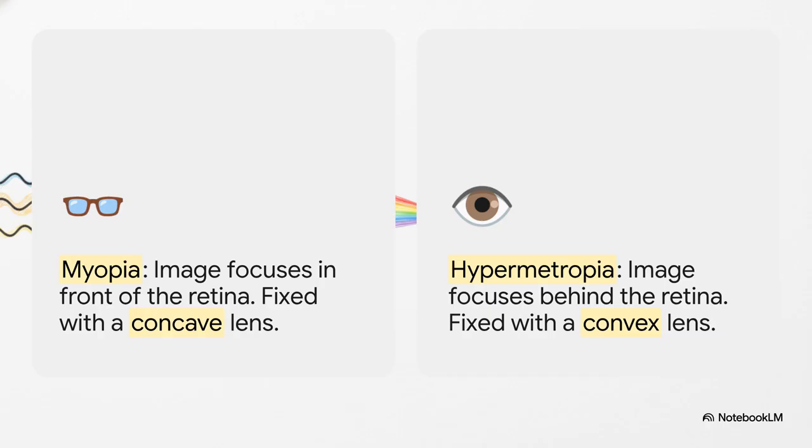On the flip side of things, we have hypermetropia, also known as farsightedness. Here, the eyeball is actually too short, so the light tries to focus behind the retina, which makes near objects look blurry.